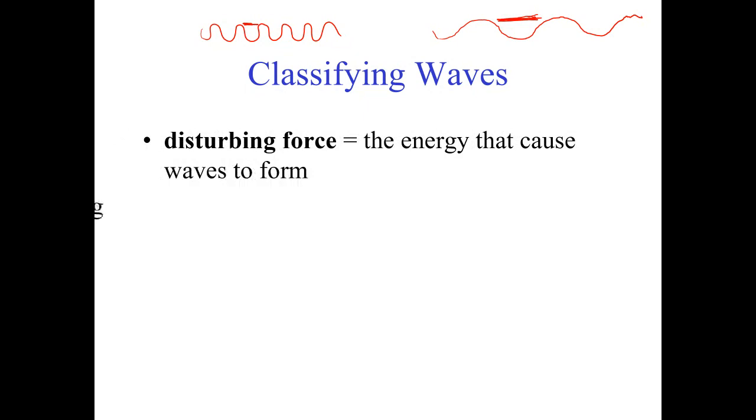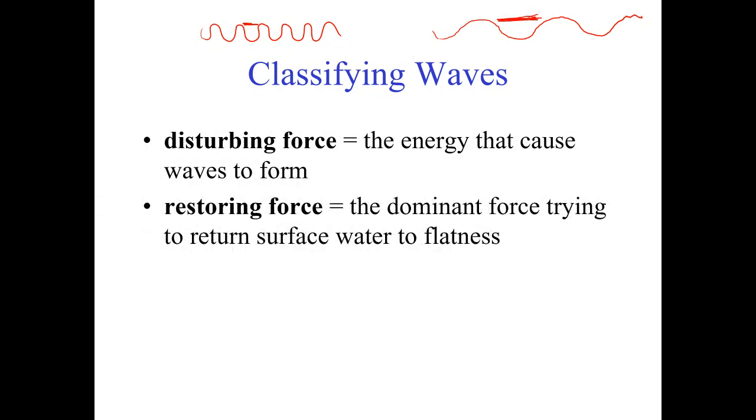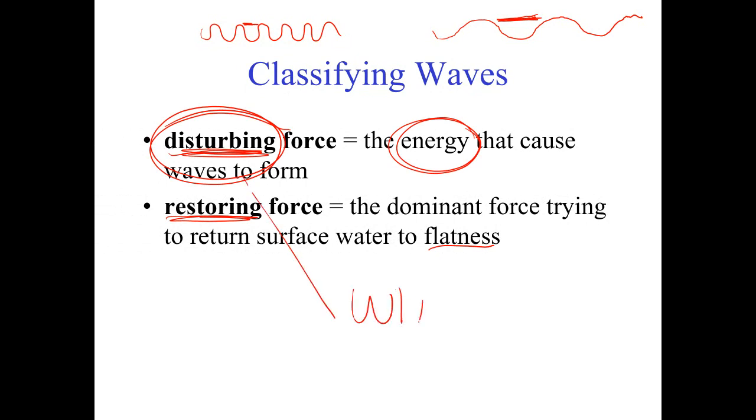So when we classify our waves, those become really important, okay? We have two different types of forces in the classification of waves. That which causes the wave, that's the energy itself, and that which stops or restores the energy. Okay, so the dominant force trying to return the surface to flat. In other words, constantly trying to flatline. But there's always going to be a disturbing force. What's the main disturbing force? Wind. And if the wind is blowing, the water is moving in the direction to which it gets pushed. So those are our two wave classifications.